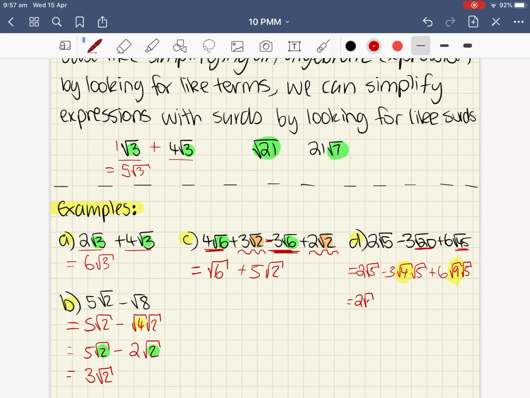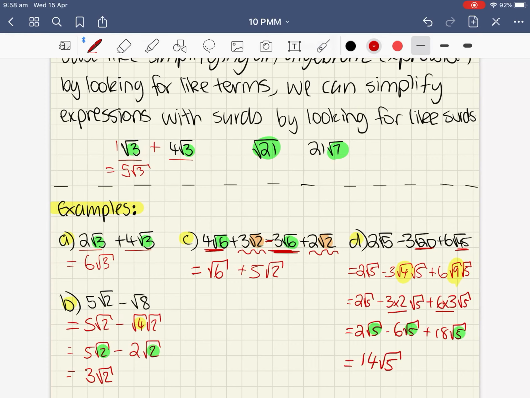We get 2 root 5 minus 3 times 2, because that root 4 becomes a 2, root 5, plus 6 times 3 root 5. In the next step, I'm just going to simplify these. So I've got 2 root 5, take 6 root 5 plus 18 root 5. And now I notice that I have like terms of root 5 everywhere. So if I put those all together, 2 minus 6 plus 18, that will give me 14 root 5 as my answer.